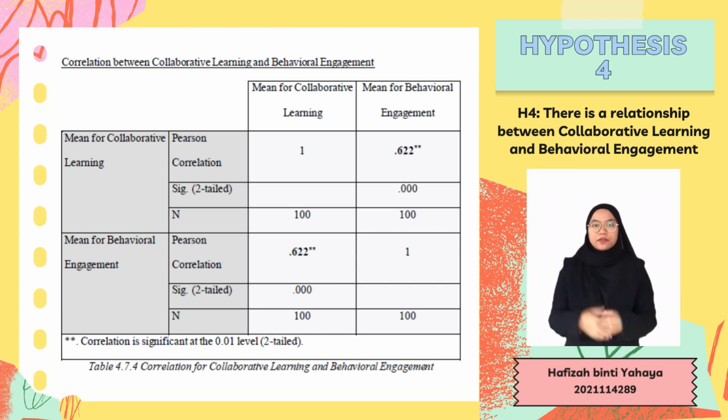Hi, my name is Hafizah binti Yahya. We'll continue with hypothesis 4. Hypothesis 4 is that there is a relationship between collaborative learning and behavioral engagement. Based on the slide, we can see that there was a strong, positive, and significant relationship between collaborative learning and student behavioral engagement, which scored 0.622. Therefore, hypothesis 4 is accepted.